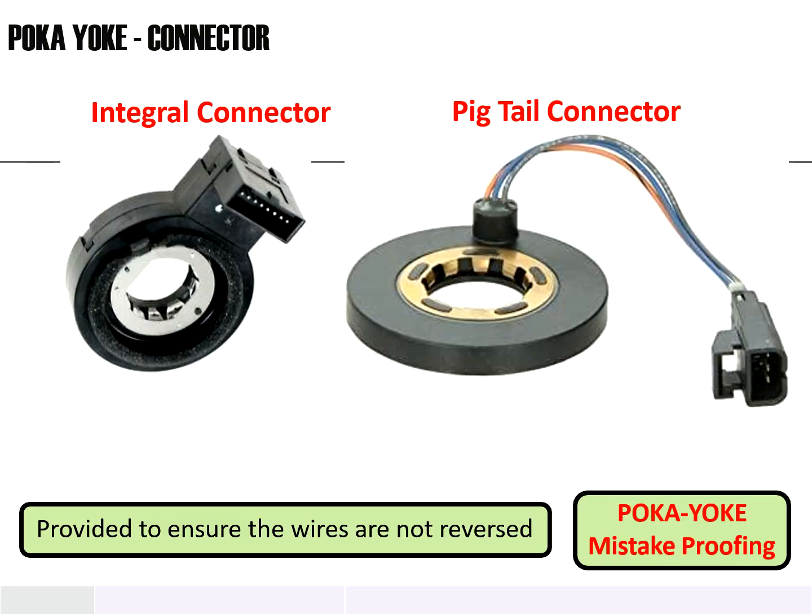Now let us look at an important practical feature, that is Poka-Yoke connectors. The term Poka-Yoke means mistake proofing. In automotive systems, connectors need to be designed carefully because incorrect wiring can lead to malfunction or even damage, or maybe a fire can occur. So the Poka-Yoke feature is provided to ensure that the wire is not reversed or connected wrongly.